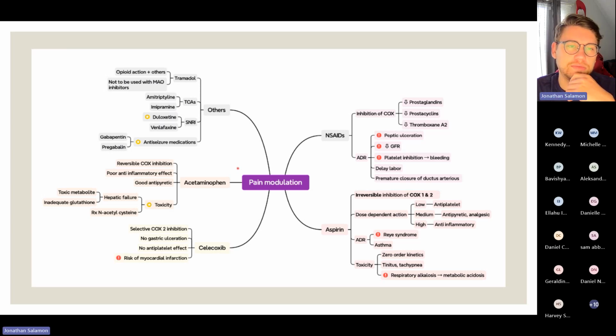You're not gonna get a whole lot of questions about this. Know that celecoxib is the selective COX-2 inhibitor. Know that it increases risk for MI for some reason. Aspirin, Reye syndrome. Don't give aspirin to kids who have viral infections.